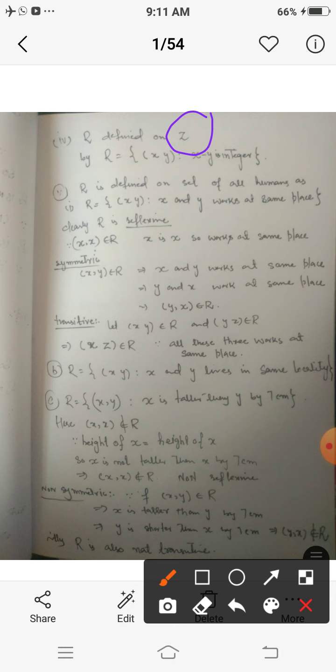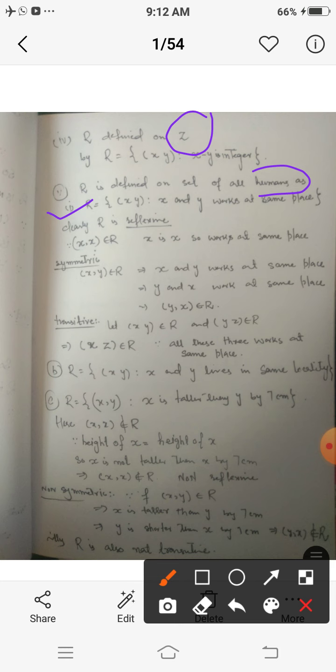Now the fourth one is, we have a relation defined on the set of humans. The first relation is R, defined as (x, y). This means that x is a human and y is a human, and x and y work at the same place.